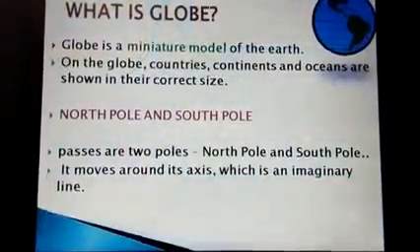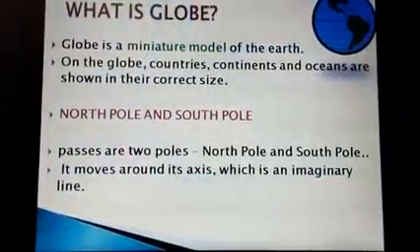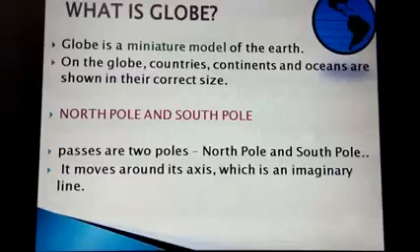Some questions may come to your mind, like what is globe, what is latitudes, what do you mean by longitudes. All these types of questions may be problematic for you before reading, but after reading it seems very easy.